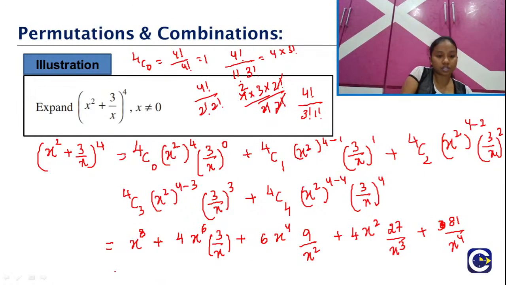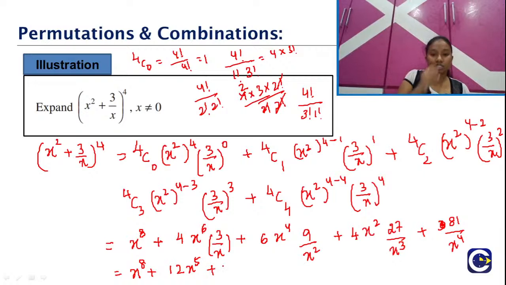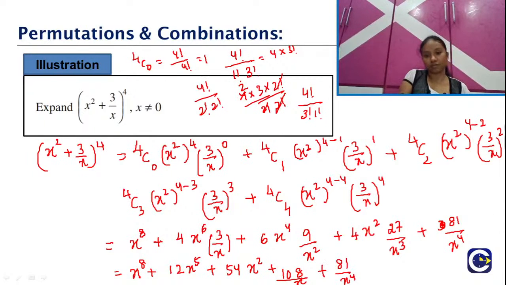So let's simplify further. So x⁸ plus 4 into 3, 12 x⁵ plus 6 into 9, 54. So x² will get cancelled, so it will remain with x² only. So 27 into 4, 108. So this x³ will get cancelled, so in the denominator it will remain with x. And here it will be only 81 by x⁴. So this will be the entire expansion of the given term (x² + 3/x)⁴.